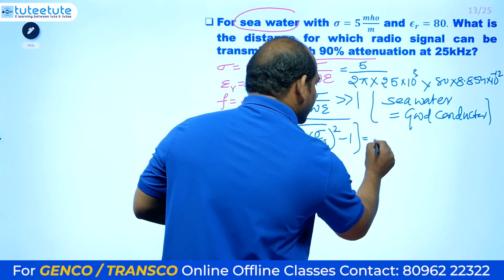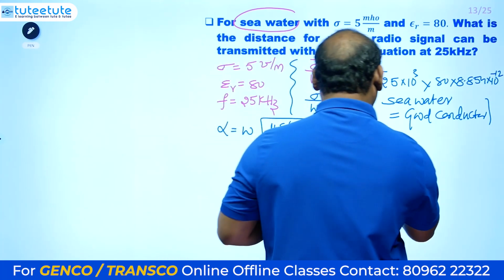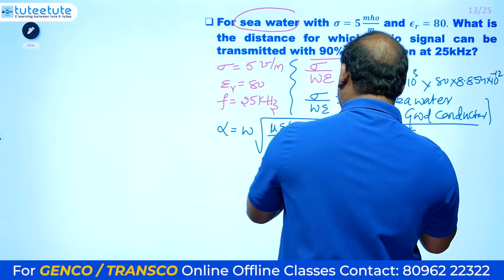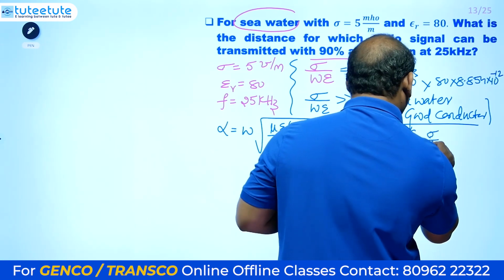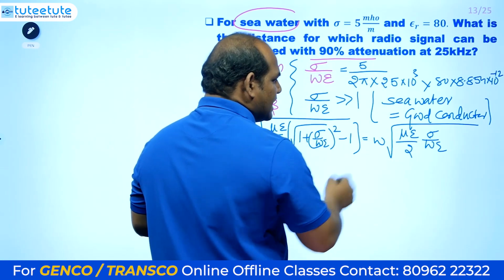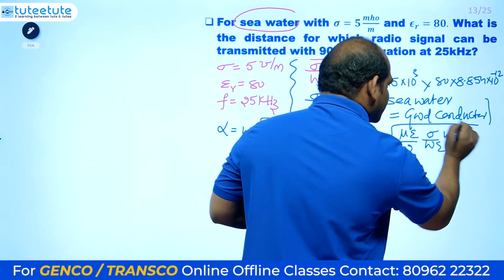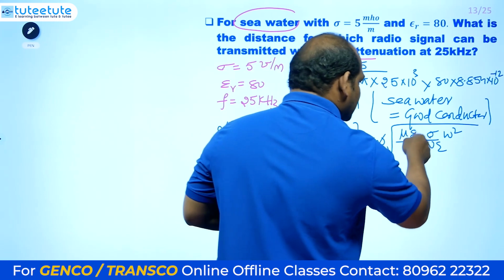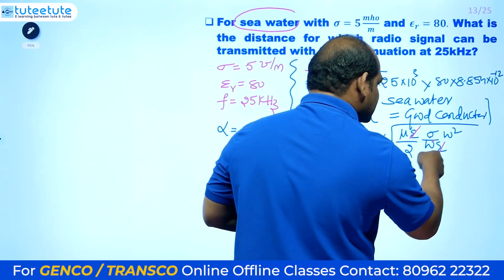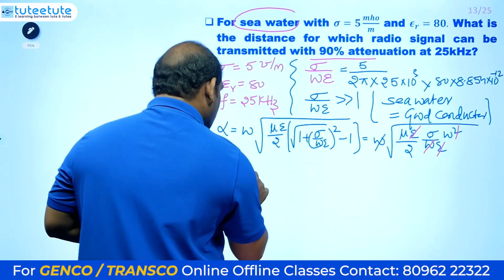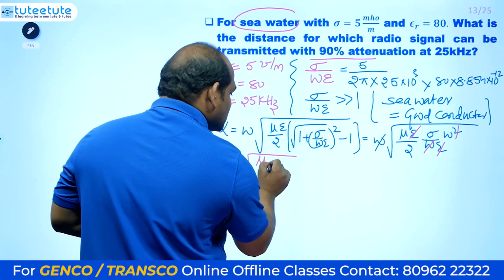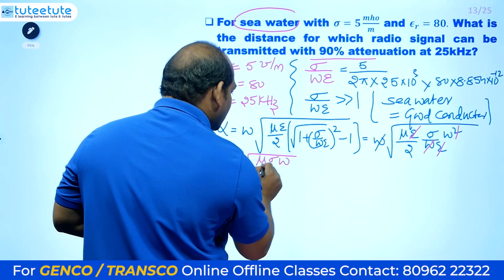So this is equal to, I can write, omega root of mu epsilon by 2, and here I can write sigma by omega epsilon. Send this omega inside, you will get omega square. So what will you get for alpha? The epsilon will be cancelled, and one omega will be cancelled. So finally you will get alpha equal to root of mu sigma omega by 2.